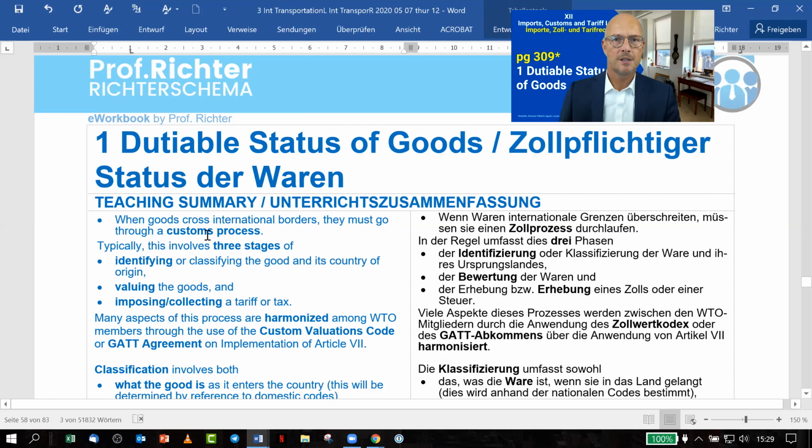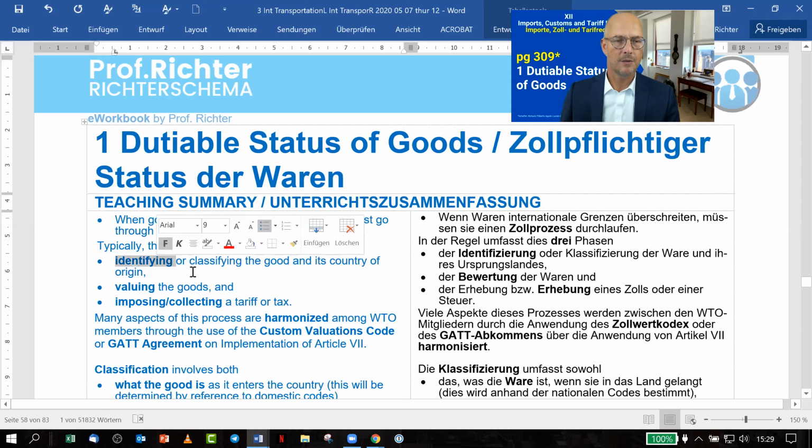We are talking in this chapter about the customs process. That means when goods cross international borders, they must go through 3 stages. First, you identify or classify the good and its country of origin. Then you value the goods, and then you impose or collect a tariff, or sometimes you call it a tax.